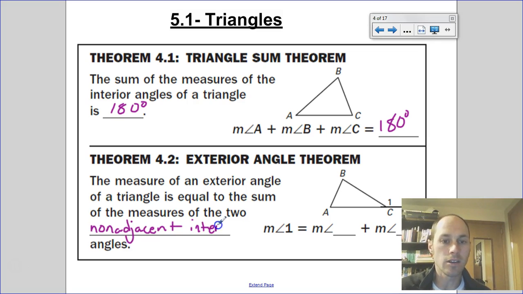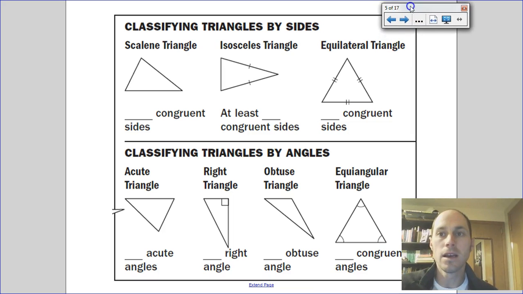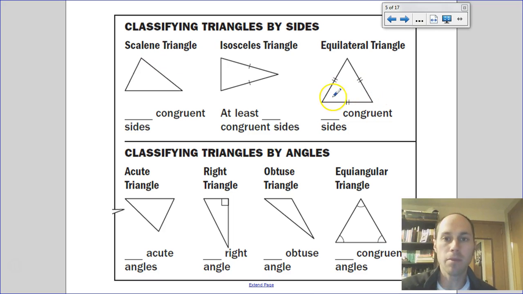And so if we take a look in our diagram, angle 1 here is the exterior angle. Angle C would be the adjacent angle, so B and A are the two non-adjacent interior angles. And then just some basics of triangles, some terminology that you've probably learned before, but it's important to put down in writing.